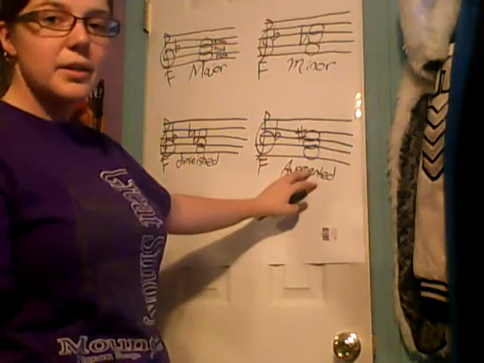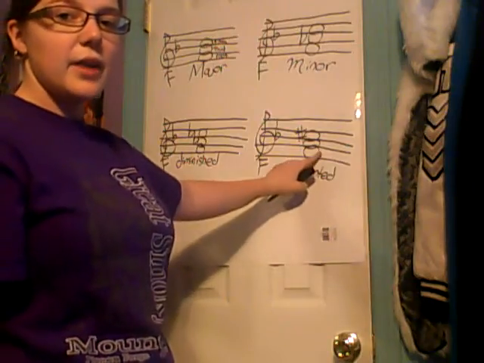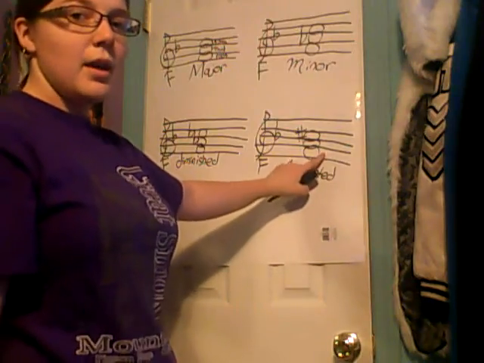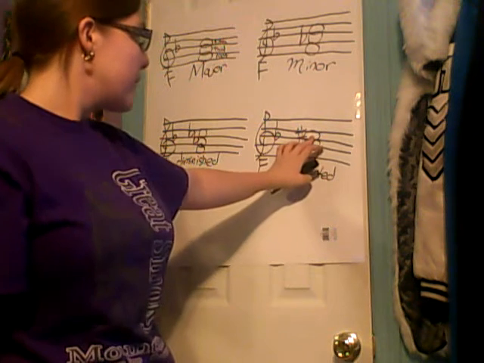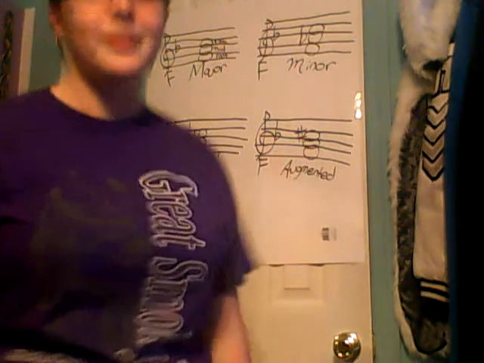Then finally for augmented, you have your F and A, which stay the same, and you just raise your fifth to a sharp. Therefore, you have your major, minor, diminished, and augmented chords.